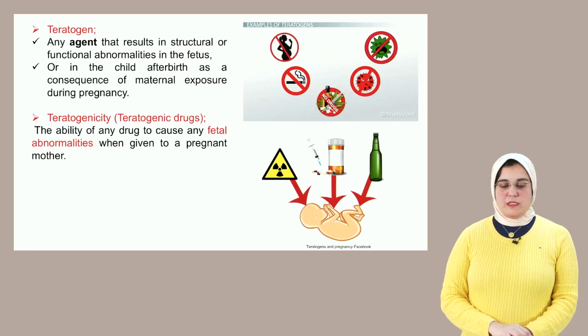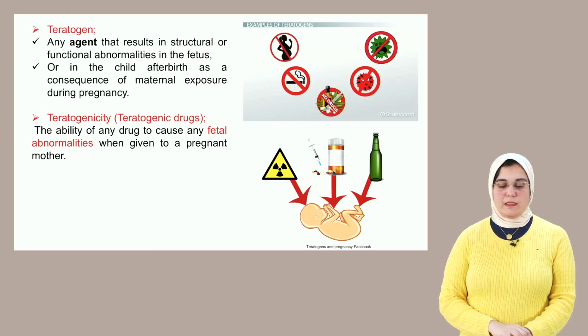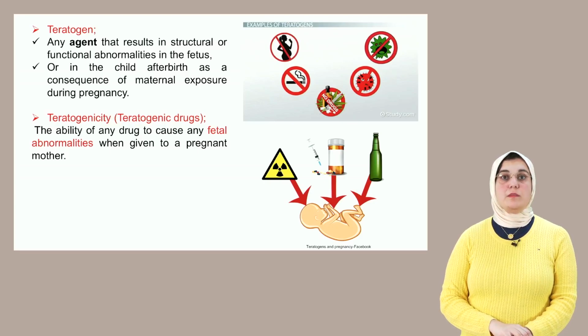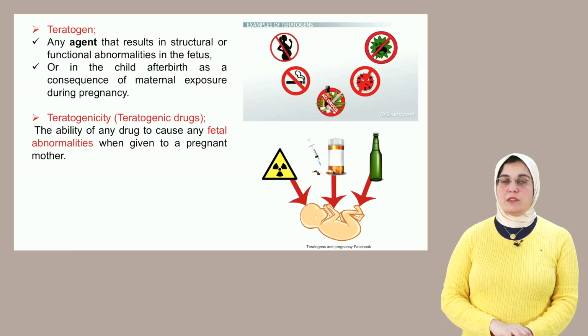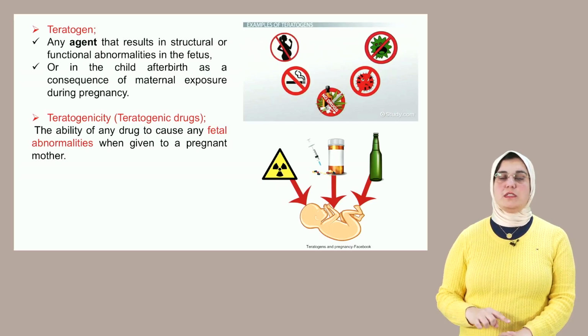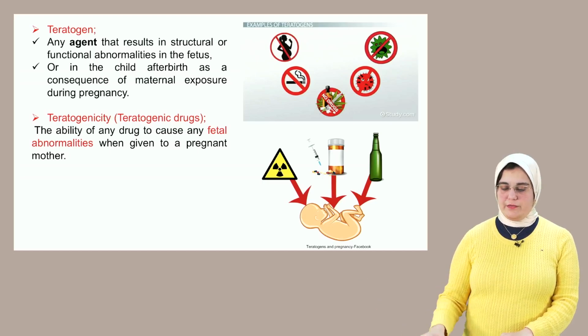What is teratogenicity, or what is a teratogenic drug? It is the ability of any drug to cause any fetal abnormalities when given to a pregnant mother. So, teratogenic drugs are the drugs which, when given to a pregnant female, the baby will have a teratogenic effect, structural or functional disability for all his life.